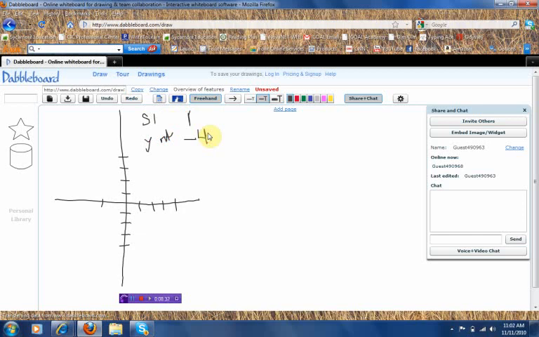Okay, so what do we start with? The slope or the intercept? The intercept. Good. And then how do we do the slope? That's what I have trouble with.